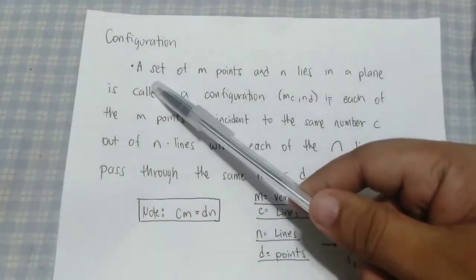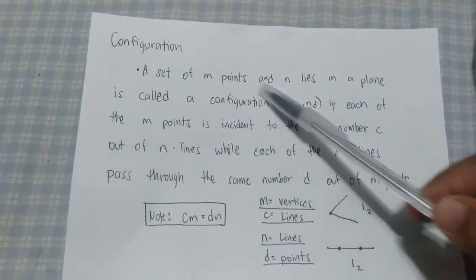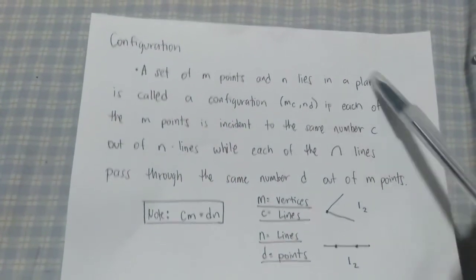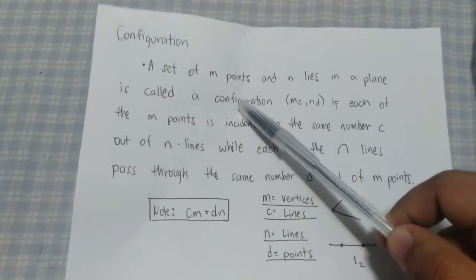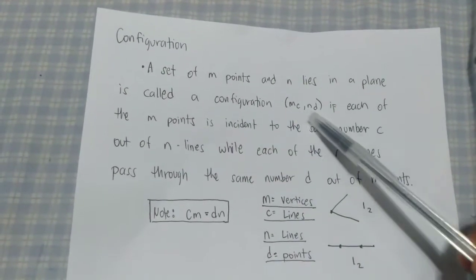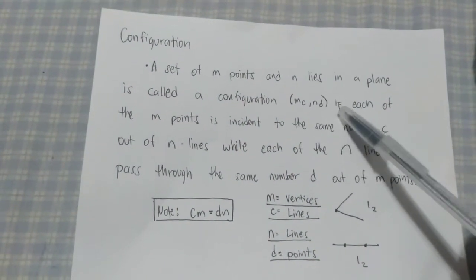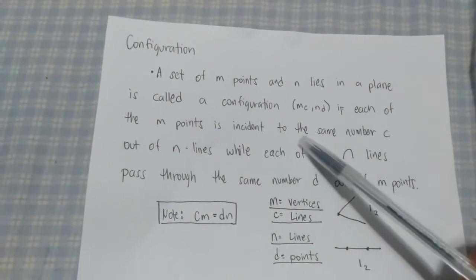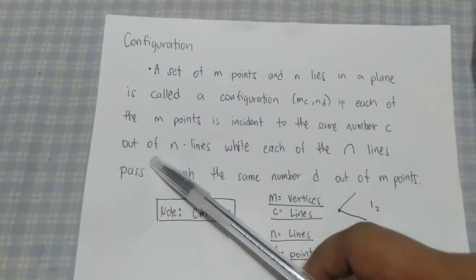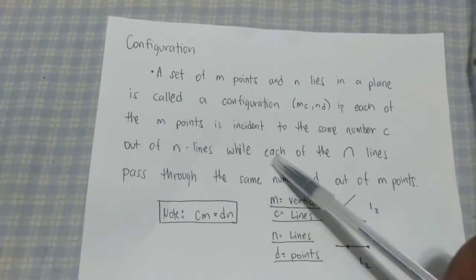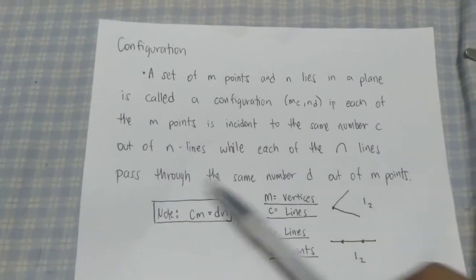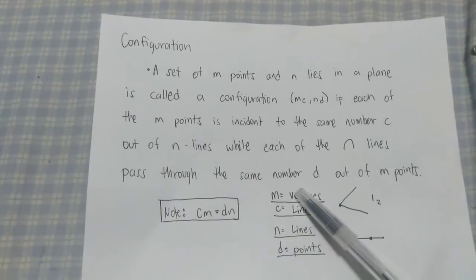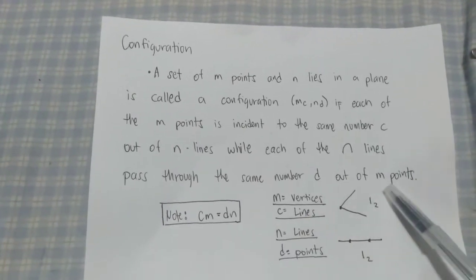Configuration: a set of M points and N lines in a plane is called a configuration. This is the symbol. If each of the M points is incident to the same number C out of N lines, while each of the N lines passes through the same number D out of M points.